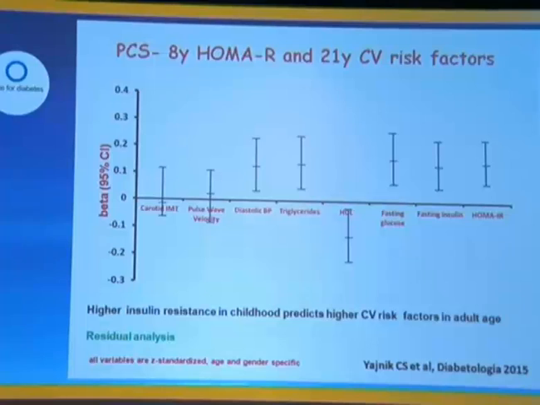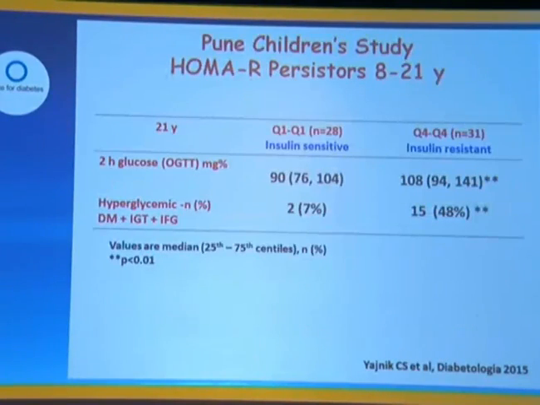In other words, those who are insulin resistant at 8 years have a risk of higher cardiovascular risk for all these parameters. And finally, I am showing here those who were insulin sensitive both at 8 and 21 years, and those who are insulin resistant both at 8 and 21 years, the difference was quite massive.